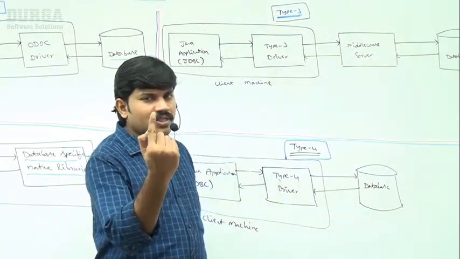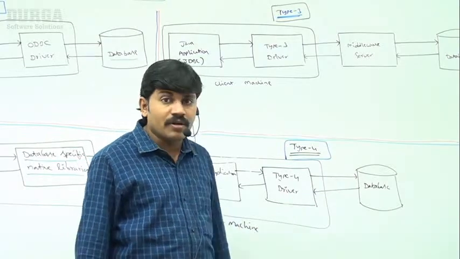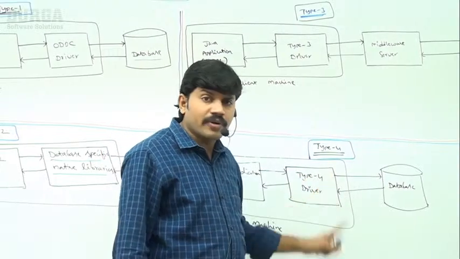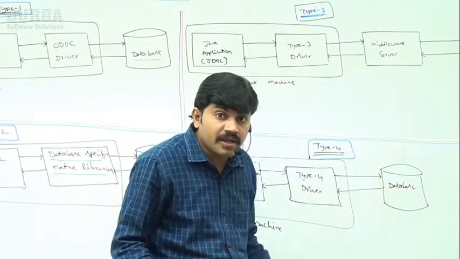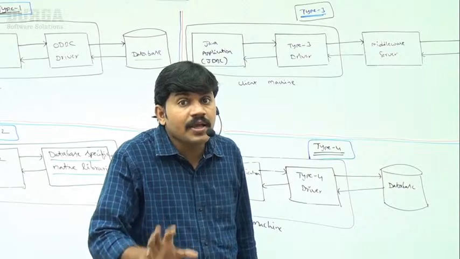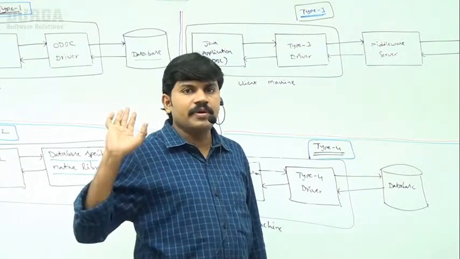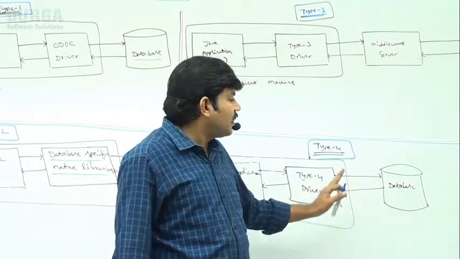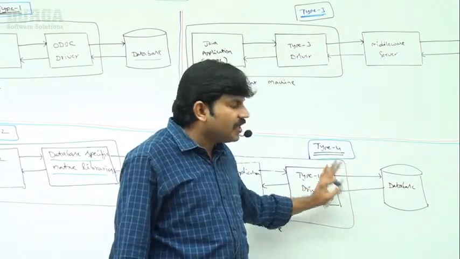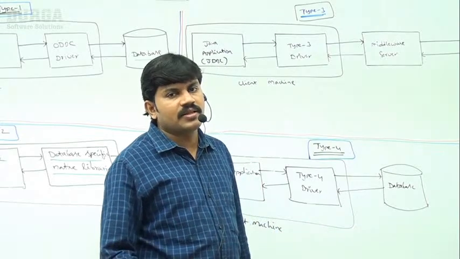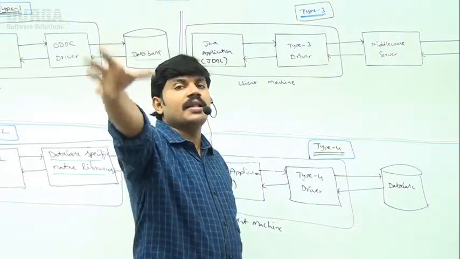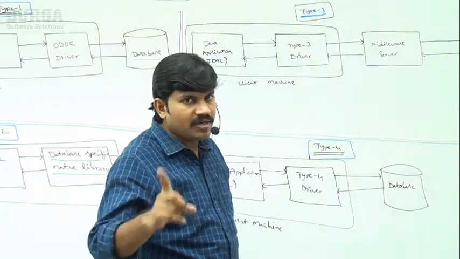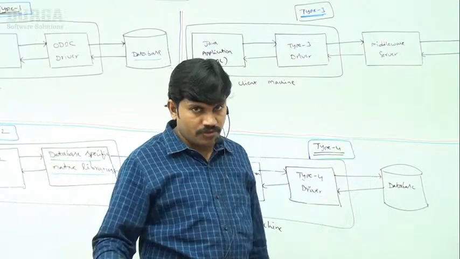Clear? But only one small limitation is there for the type 4 driver. What is that limitation? The type 4 driver directly communicates with the database. That's why it is a database dependent driver. Remember, except for that small limitation, we never need to worry about the rest. The advantages are multiple. That's why the type 4 driver is highly recommended to use. The type 3 driver is also highly recommended. Type 1 and type 2 drivers are never recommended. Clear for all of you?